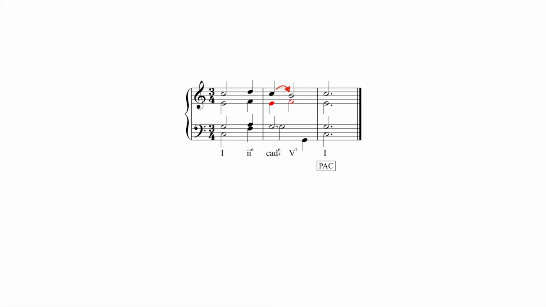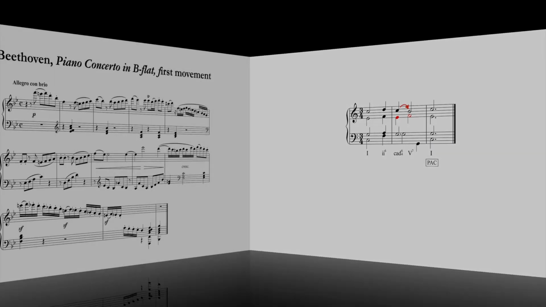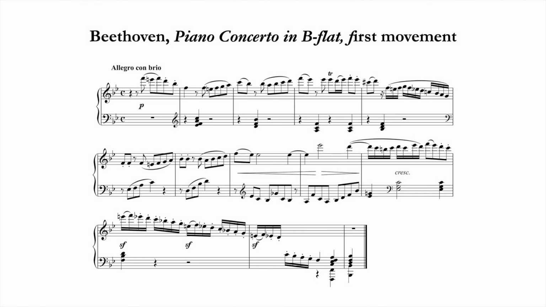Composers often exploit the tension inherent to the cadential 6-4 chord, as in the opening movement of Beethoven's Second Piano Concerto. Notice how the piano breaks out into a virtuosic flourish over the tense cadential 6-4 chord, before resolving as expected to 5.